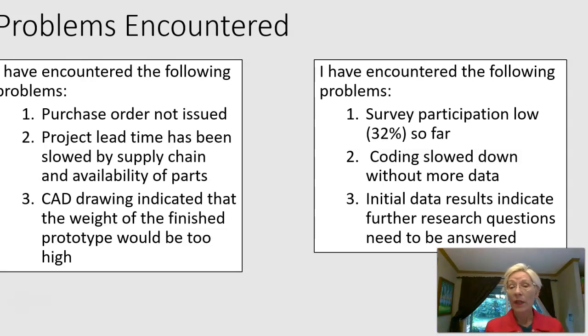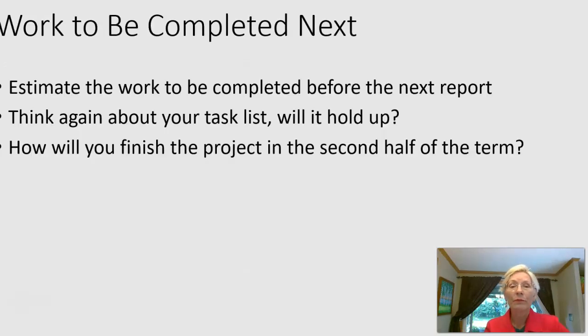So other problems, like over on the right-hand side, maybe my survey participation was too low. Maybe I did a survey, I sent it to 25 people and only 3 people responded. Now what am I going to do, right? So I have to figure out what I am going to do about this problem. Maybe coding slowed down because I didn't have enough data. Maybe the data results surprised me and I went, oh, that is not what I expected. And now I need to change my research questions or even send out a second push, going back to the same people and saying, hey, you know what? This is not expected. Could you maybe answer some further questions?